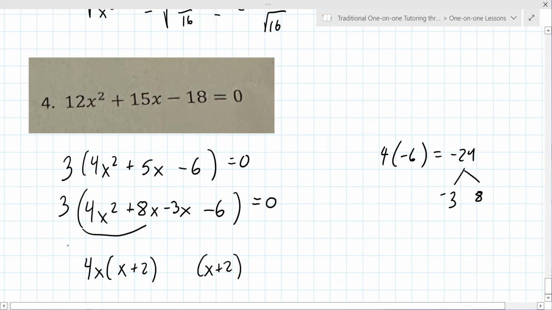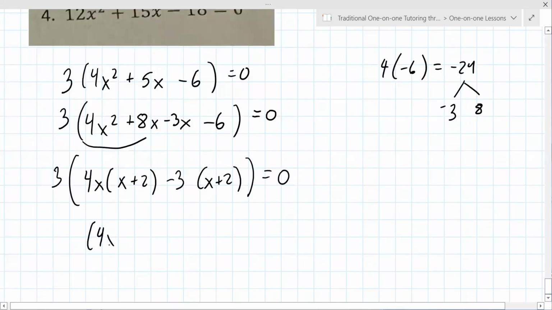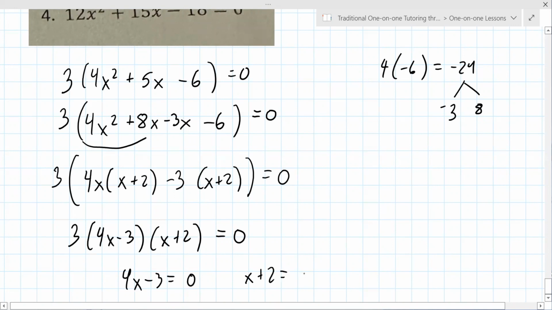And move the x plus 2. And then x times negative 3. Yes. 4x minus 3 times x plus 2. And 4x minus 3 equals 0. X plus 2 equals 0. Then. So why don't we set the 3 equal to 0?